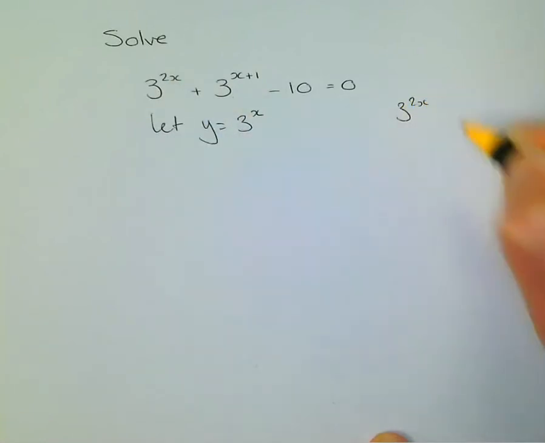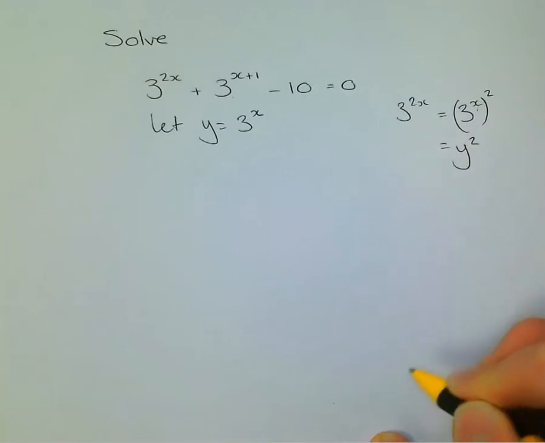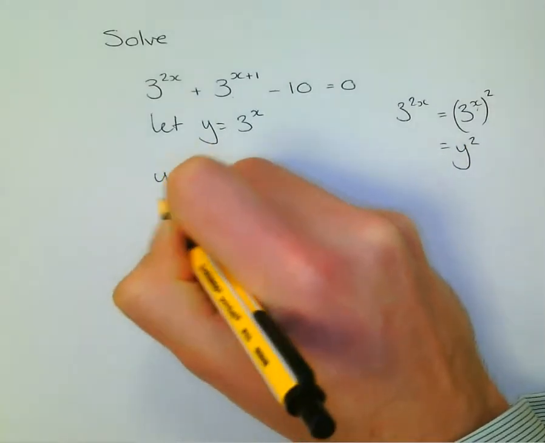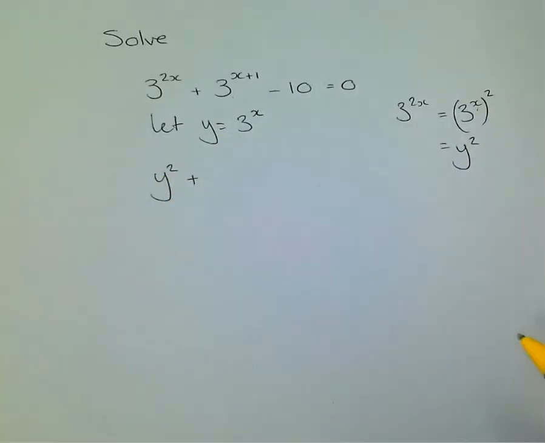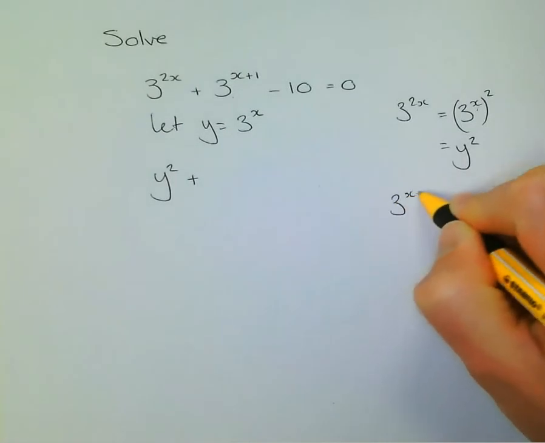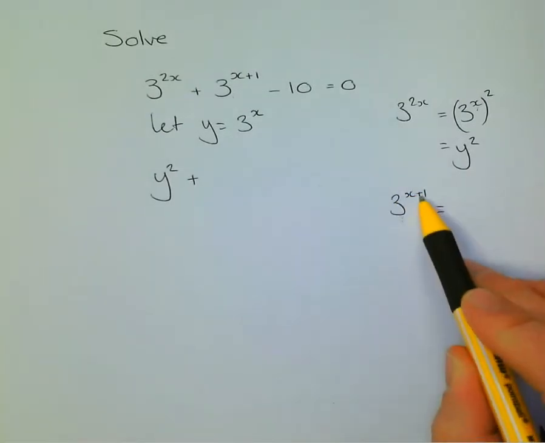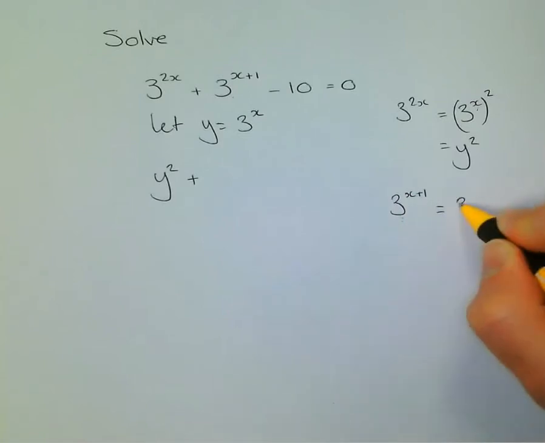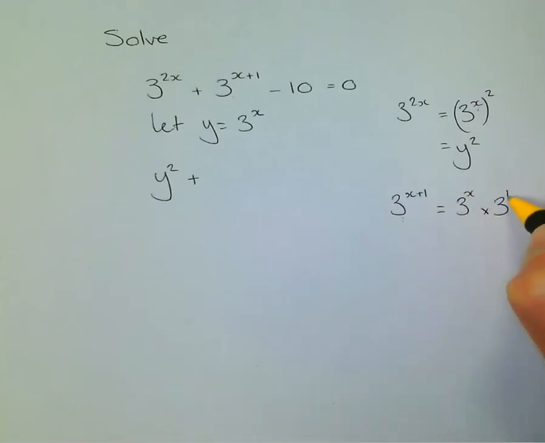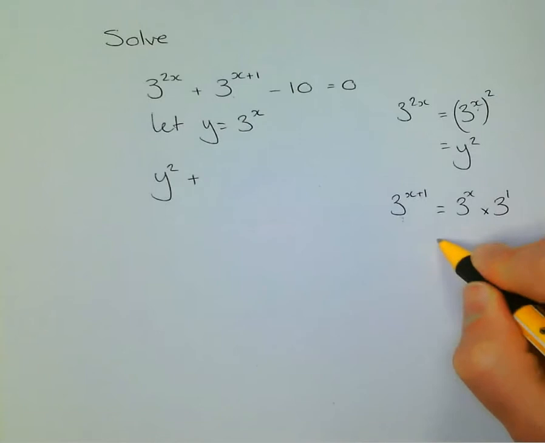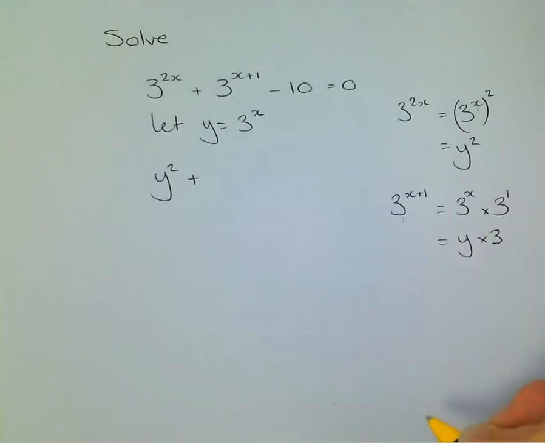So over to the right, what I'm going to do is I'm going to say, well, that is the same as that using the power law, which means that is y squared. So instead of writing 3 to the 2x, I could simply write y squared. Now, if we do the same thing with this, so I'm looking at here and seeing the base value of 3, and the powers are being added, so you should know that would create that situation, which means it's y times 3, which is equal to 3y.